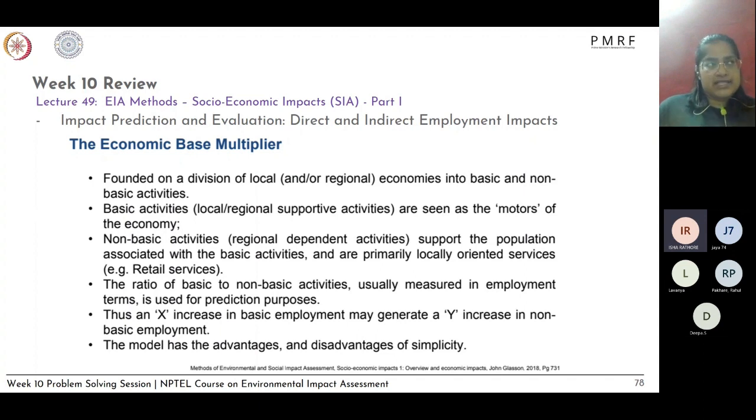And then you consider the ratio of basic to non-basic activities for measuring the employment numbers for making predictions. So if you have an X increase in basic employment, it may generate a Y increase in non-basic employment. So again, this is just a very raw method of making assumptions, but you basically use basic and non-basic activities to determine how the project will change this economic division of the society based on the present numbers.